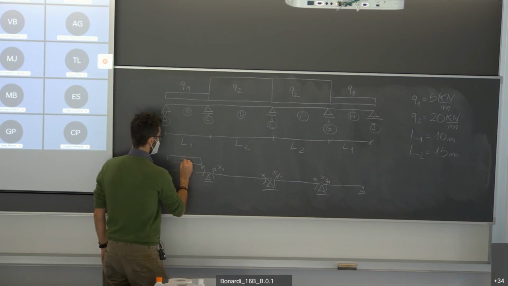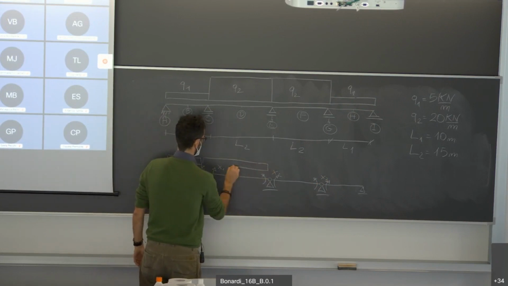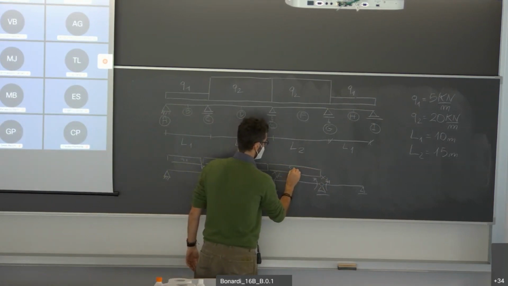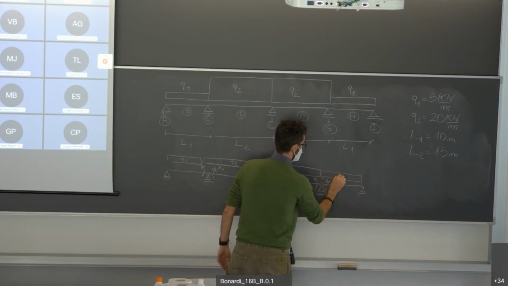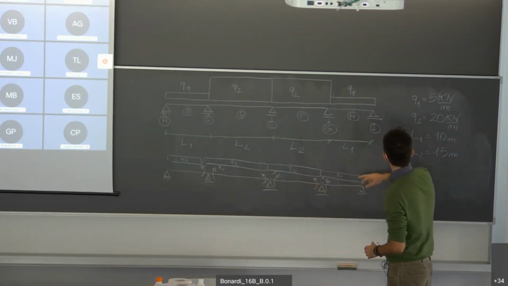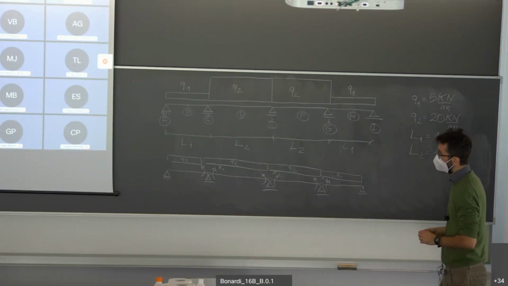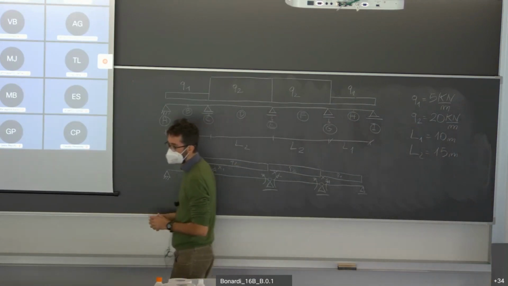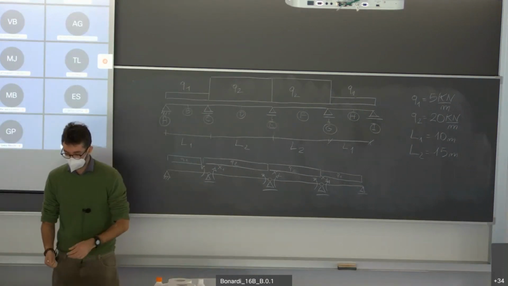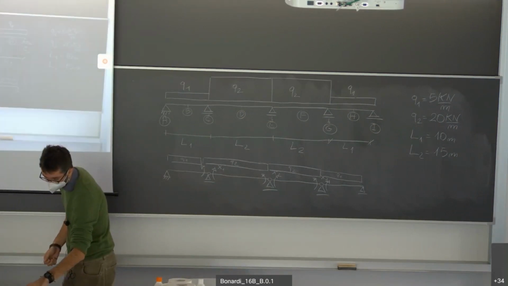So Q1, Q2, Q3, no, Q2, and Q1. The values of Q1 and Q2 are here. But people at home can see... Yeah, because you can pin the window. I don't know why it keeps losing it.